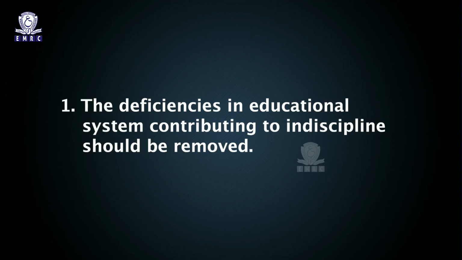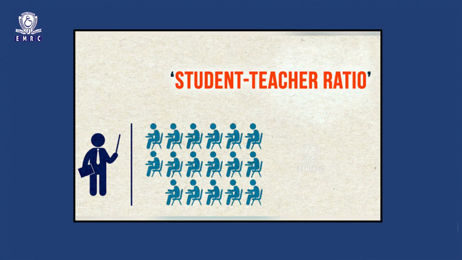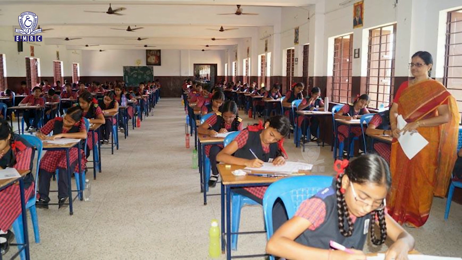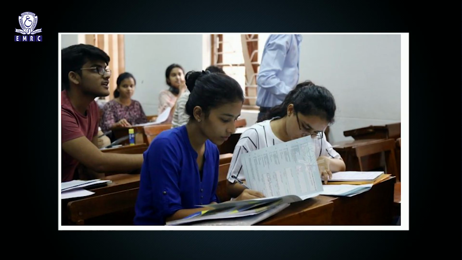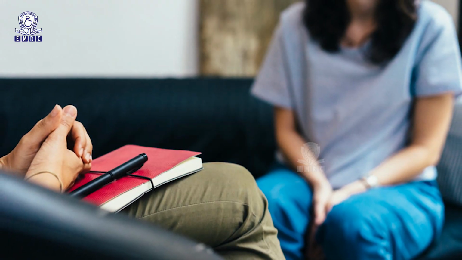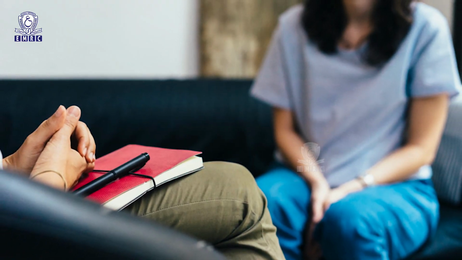1. The deficiencies in the educational system contributing to indiscipline should be removed. These include the improvement in teacher-student ratio, changes in curriculum, change in the examination system and more and regular work from the students, youth counseling services and employment exchange in the universities.